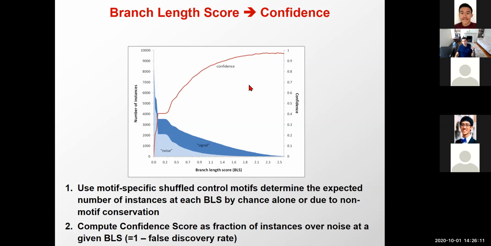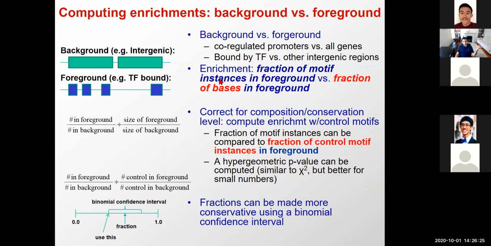So that's the confidence score. And the advantage of that is that it works for all motifs. It doesn't matter if it's a long motif or a short motif. We can just use this metric of confidence as a common metric that is applicable to all motifs regardless of their composition. So we can now basically ask, what is the enrichment in, say, background versus foreground, and so on and so forth.